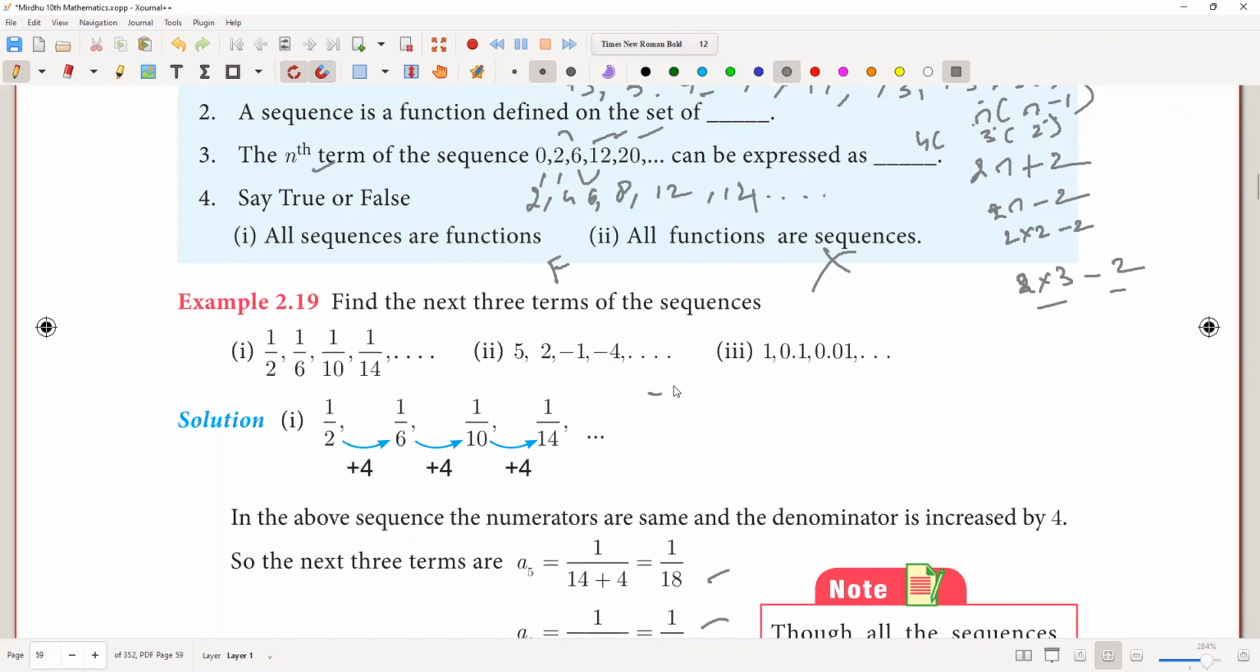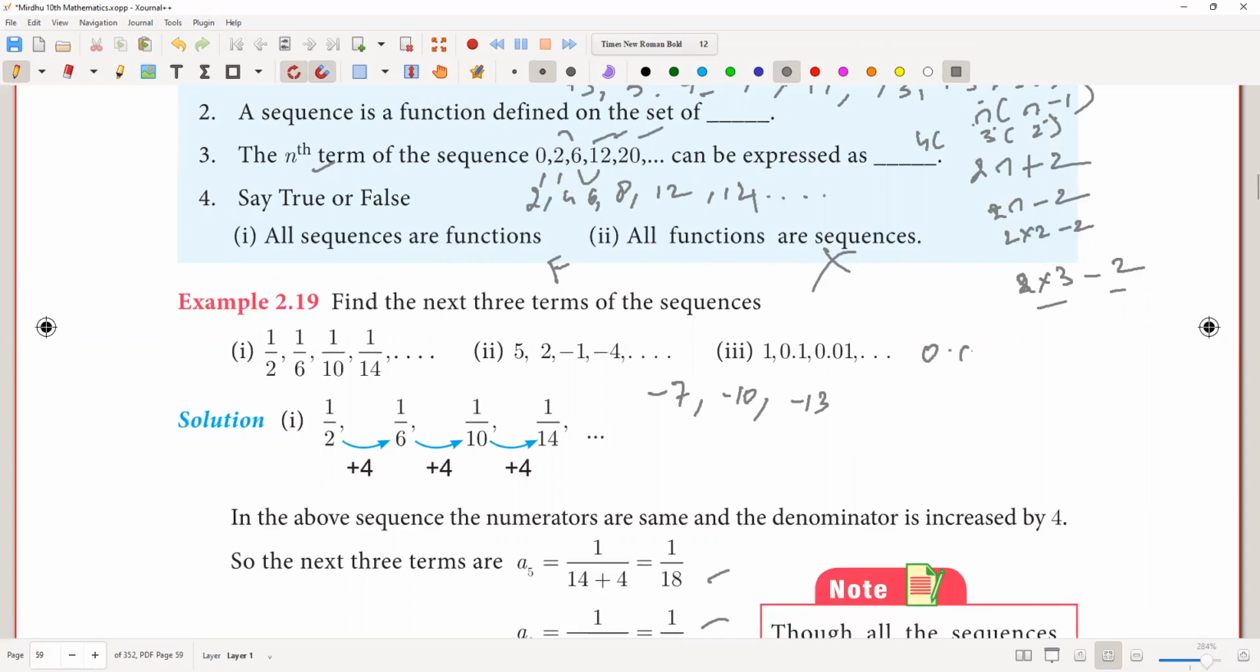Minus 7. Minus 10. Good. What about the third one? 1, 0.1, 0.001. That is, it's getting divided by 10 again and again.